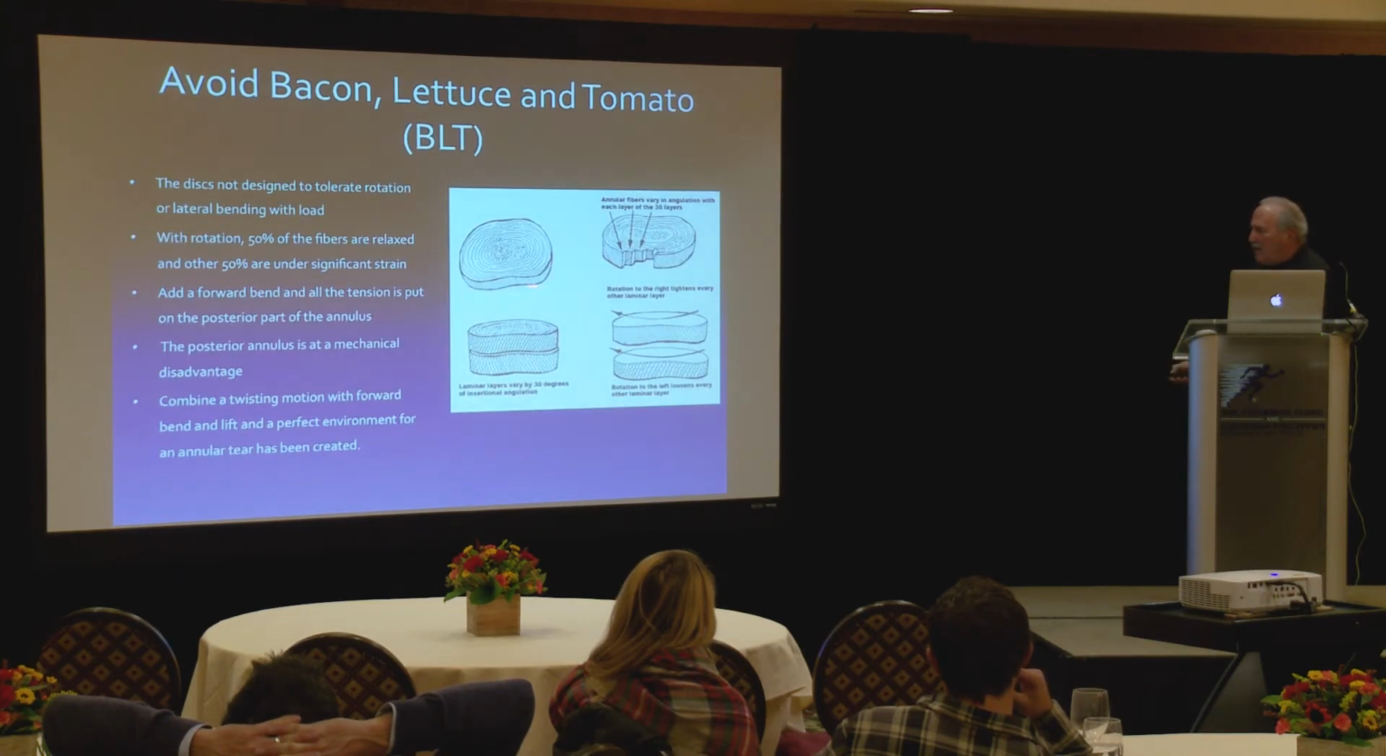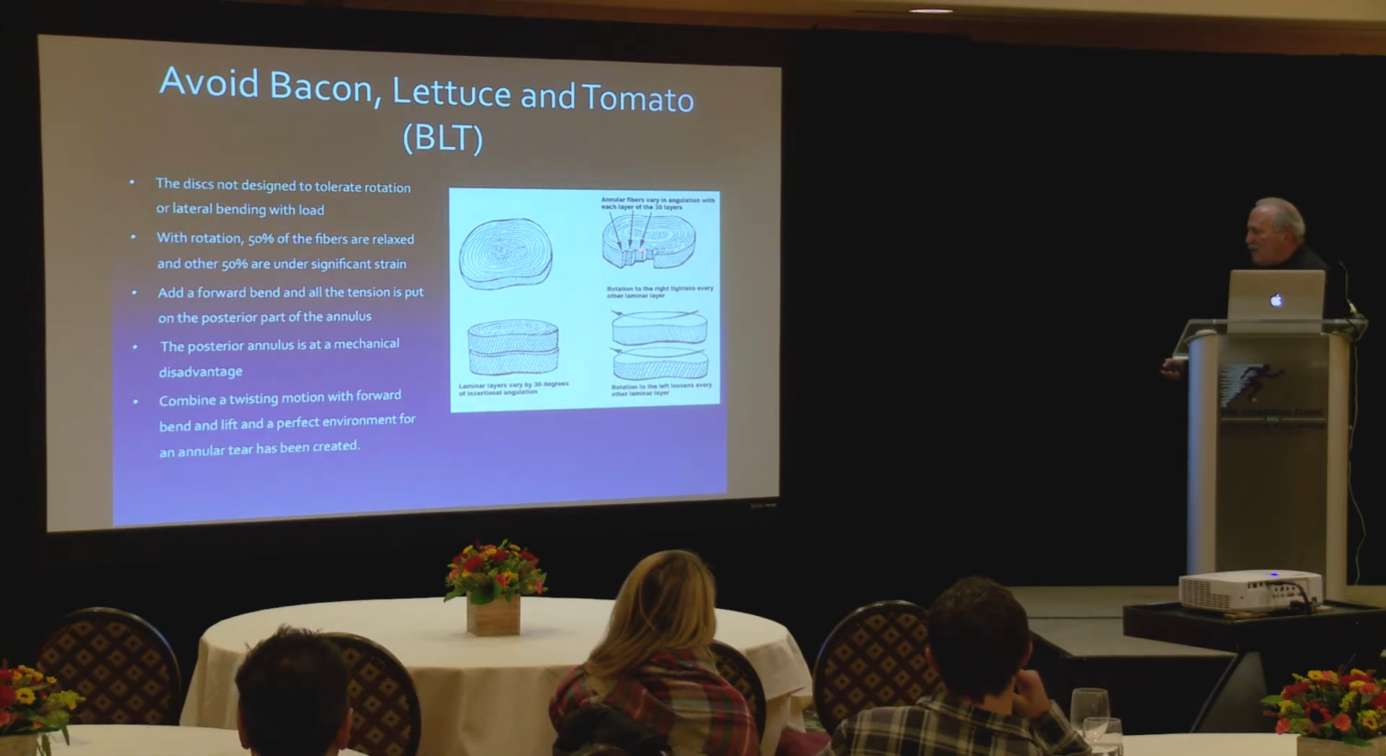And you remember BLT, right? You have the integrated lamina. There's 30 of them in the disc, and they all go in different directions. So rotation one way will tighten all of them and loosen the others. And again, we're harping on, what's that famous? Bacon, lettuce, and tomato, BLT. So if you bend and load the spine when you twist, that's almost 90% of the time we'll hear about disc herniations and annular tears when they do that.